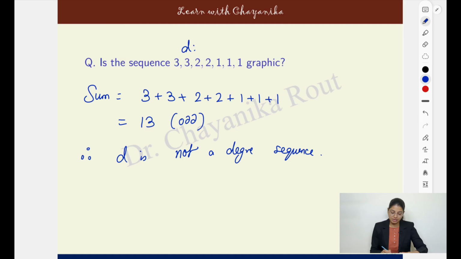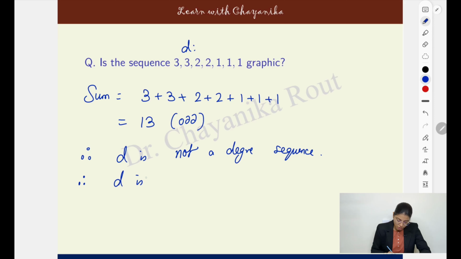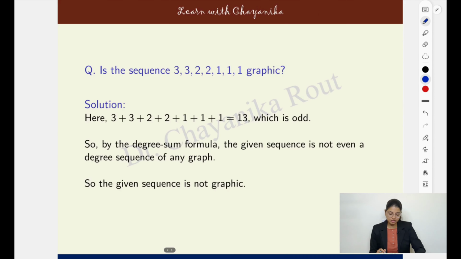Now for a graph, by the degree sum formula, we know the sum of all the degrees has to be even. So if it is not even, a graph is not possible. And if a graph is not possible, definitely a simple graph is not possible. So D is not a graphic sequence, or it is not graphical. So this is the solution written on this slide, where we have mentioned the exact logic why this given sequence is not a graphic sequence. The reason is it violates the degree sum formula, as the sum of all the terms present in the sequence is not an even quantity.